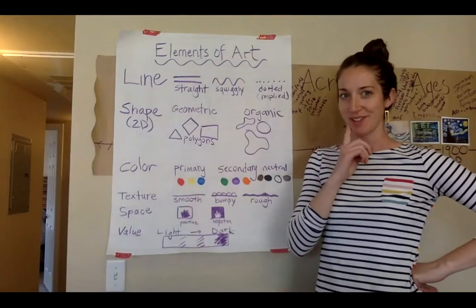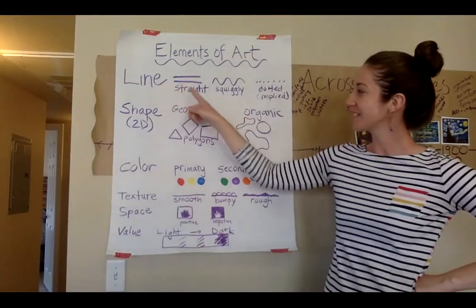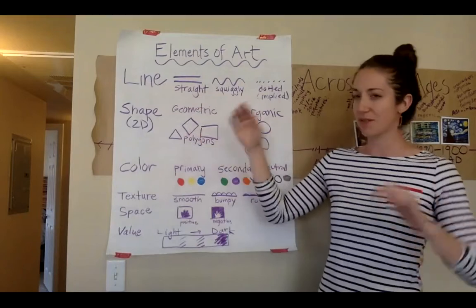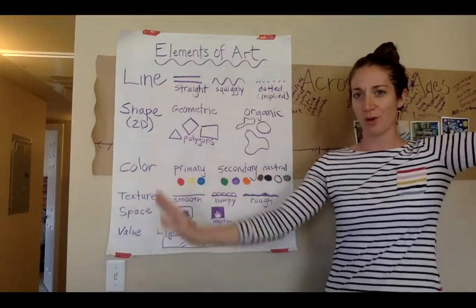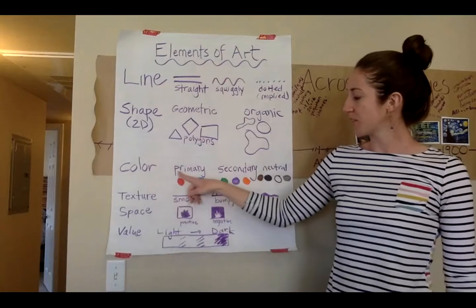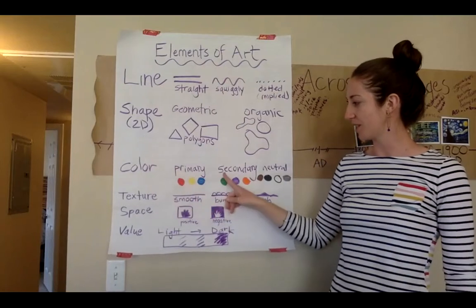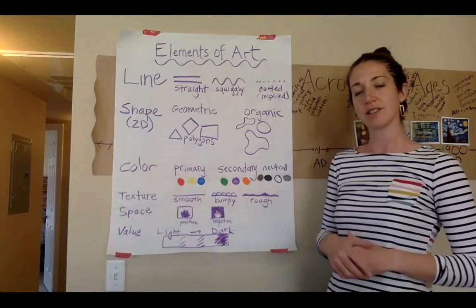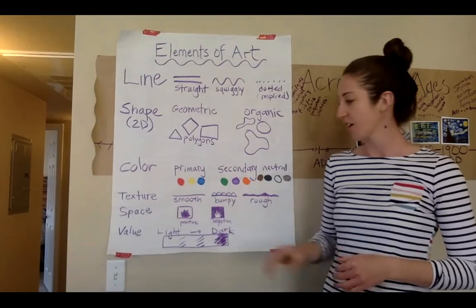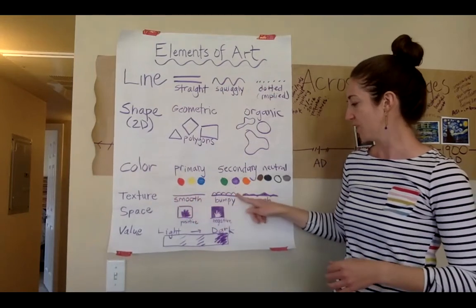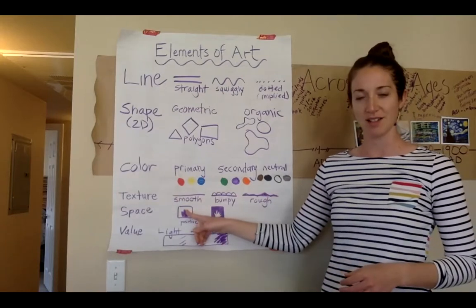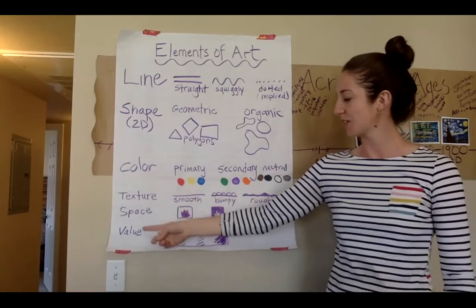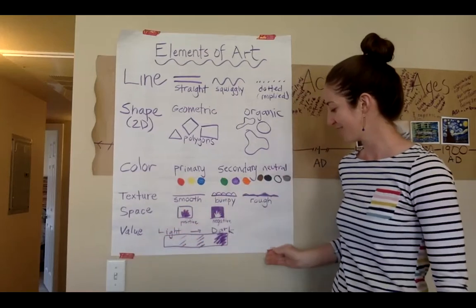So, as we've learned, lines can be straight, squiggly, or implied. Our shapes can be very geometric or more organic. We might use the primary colors, red, yellow, blue, the secondary colors, green, purple, orange, or very neutral colors like brown and white. Our texture could be smooth, bumpy, or rough. We might use positive space or negative space. And we can use value from light to dark.